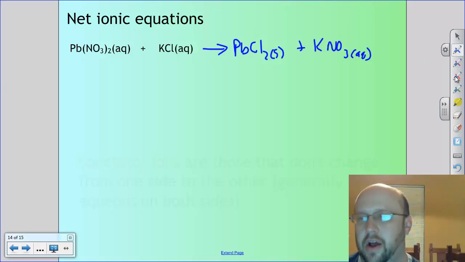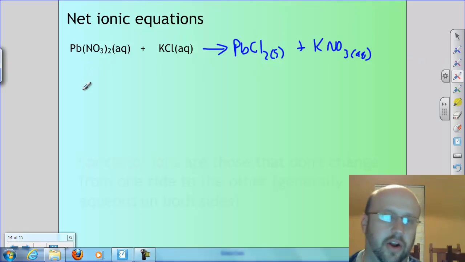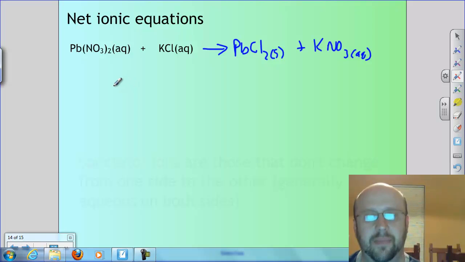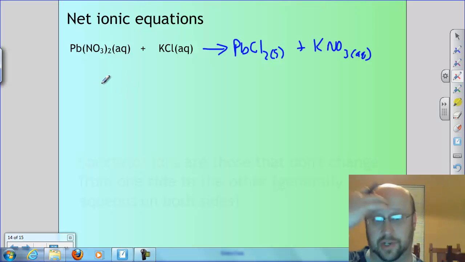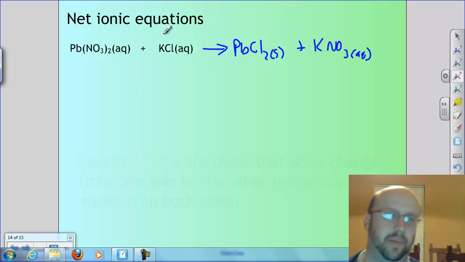We have net ionic reactions or net ionic equations in chemistry, and what that means is that we take out all of the extra stuff, just like the taxes get taken out of your paycheck. So the real kicker here is to determine what is extra. So here's how this works.